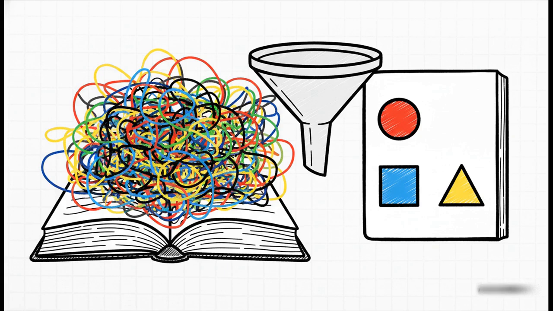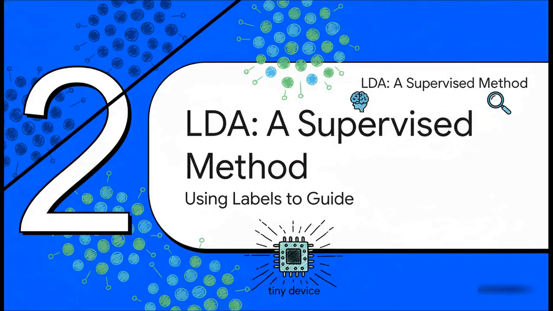Think of it like creating the perfect one-page summary of a really long book. But not all summaries are created equal. And one of the most powerful techniques out there is a supervised method called Linear Discriminant Analysis, or LDA for short, and that's going to be the star of our show today.